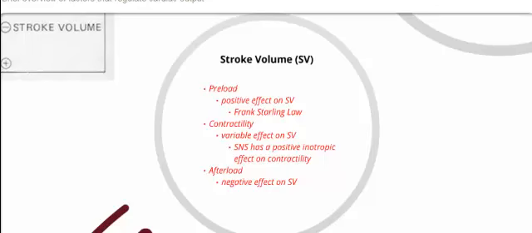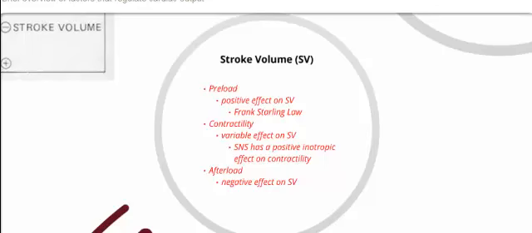Cardiac contractility has a variable effect on stroke volume. It's the intrinsic or internal ability of the heart to contract. It's based on the amount of binding between actin and myosin filaments and the amount of calcium ions present within the muscle cells of the heart. The sympathetic nervous system will have a positive inotropic effect on cardiac contractility. It does this by sending epinephrine and norepinephrine into the muscle cells, causing them to contract harder.